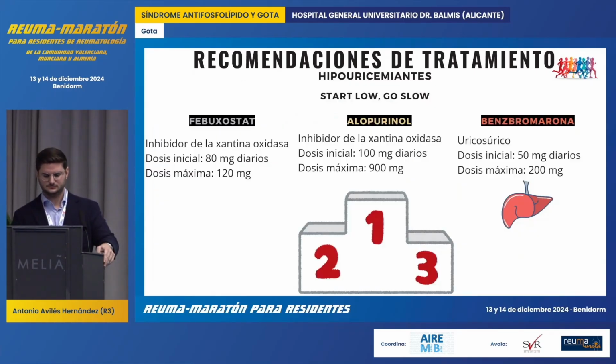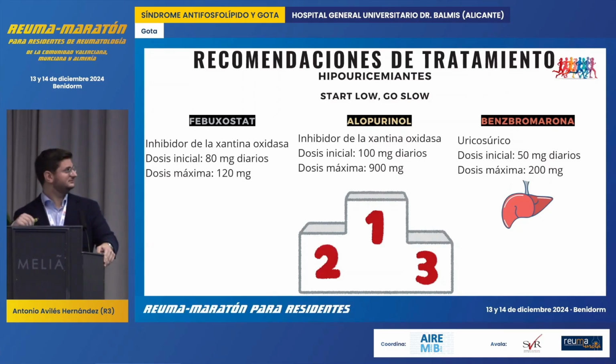Regarding uric acid lowering treatments, the current strategy being used, and the one we should all be using, is the start low, go slow approach, beginning treatment at a low dose and gradually increasing the dosage.